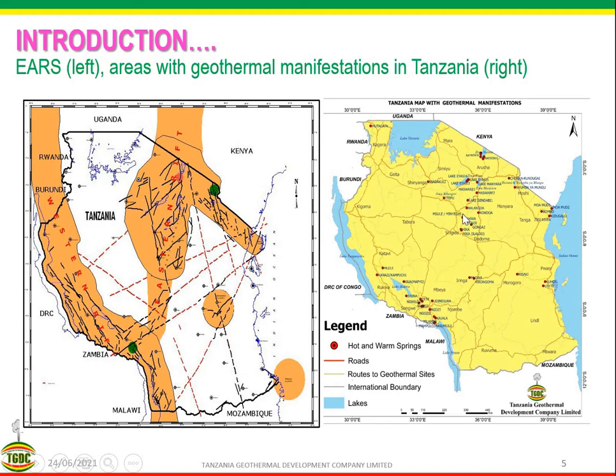And this means that the manifestations are following the extent of the East African Rift System, which is here. That's why you can see most of the manifestations are here. Some are here at the coast, and one manifestation is in the northern part of Tanzania.